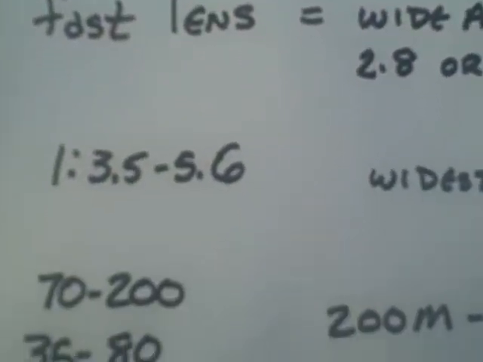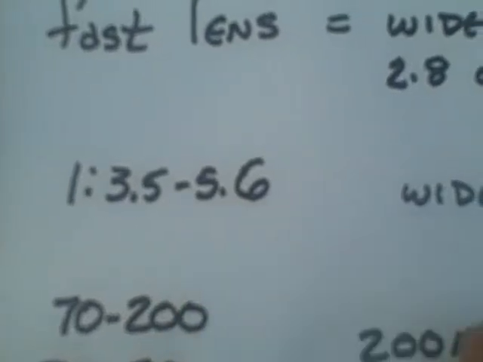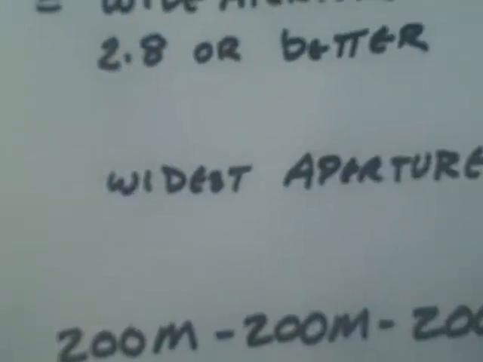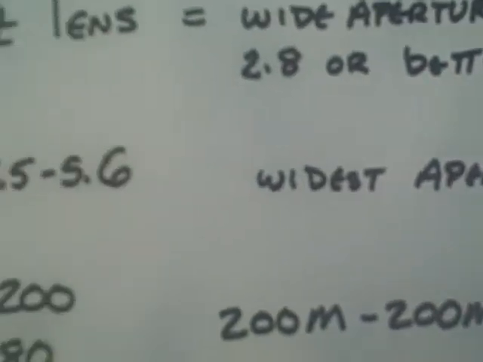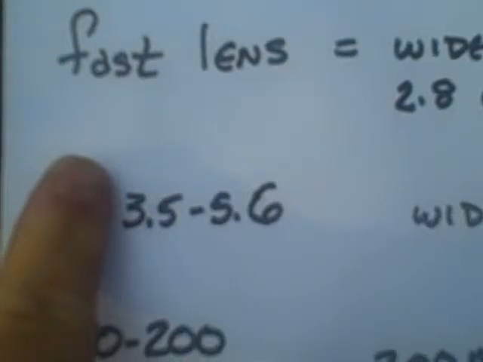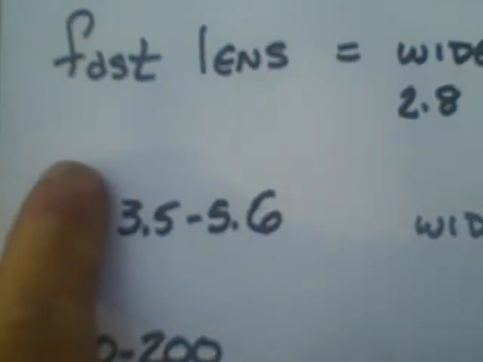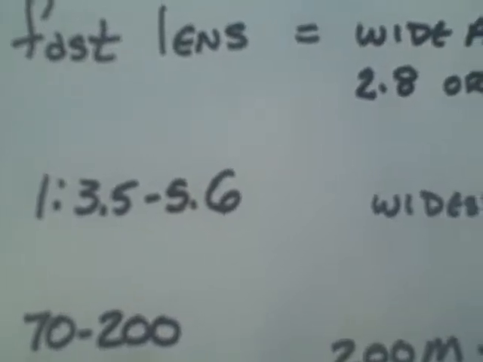On the end of your lens is going to be some numbers that don't make much sense. It'll have a 1:3.5 to 5.6. And what that is, it's the widest aperture that lens has depending on the zoom. So forget the 1 with a colon, that doesn't mean anything. The numbers you're interested in is 3.5 to 5.6.